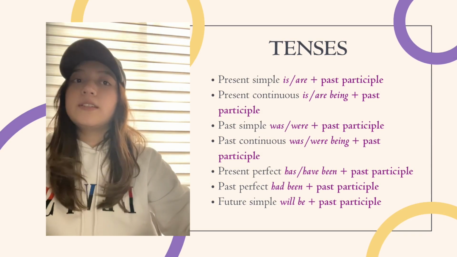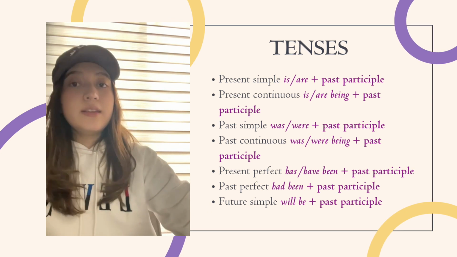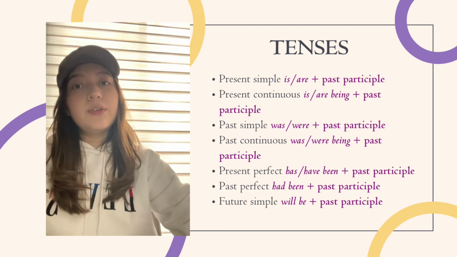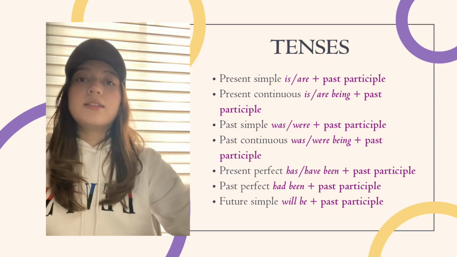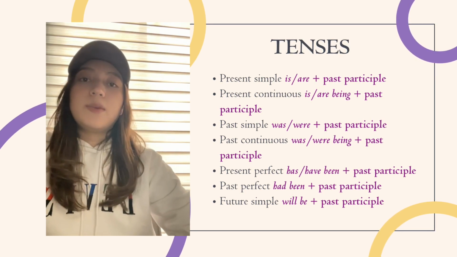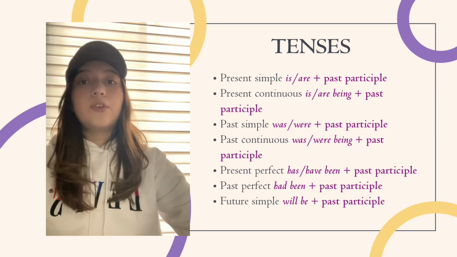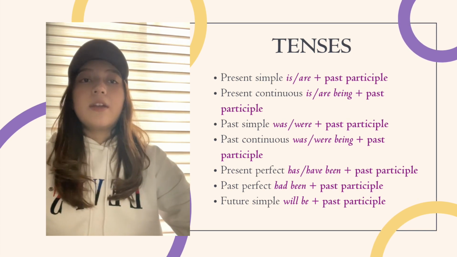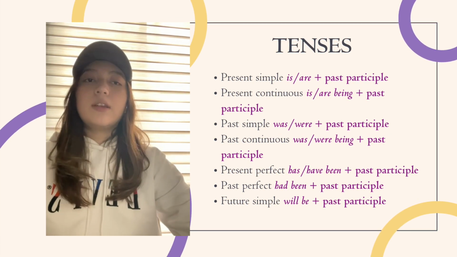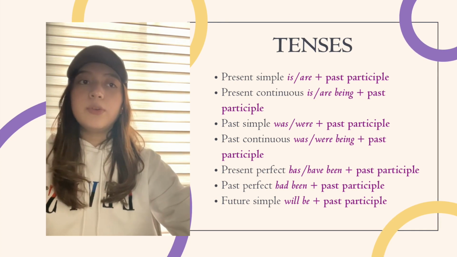There are different tenses that we use, and these ones are the present simple. The formula is is or are plus the past participle. The other tense is the present continuous, and the formula is is or are being plus past participle. The other tense is past simple, and the formula is was or were plus the past participle. The next tense is the past continuous, and the formula is was or were being plus past participle.